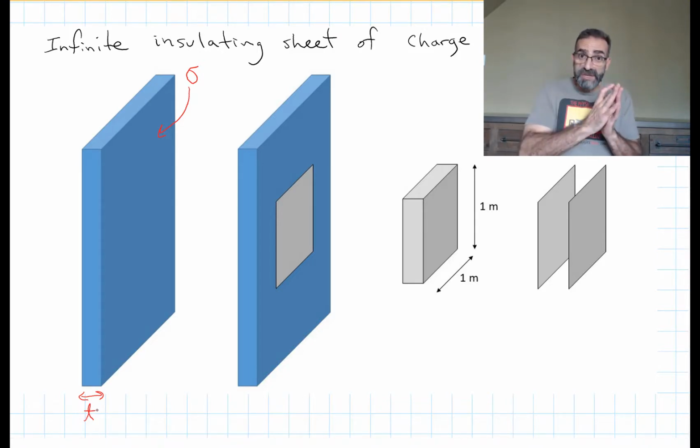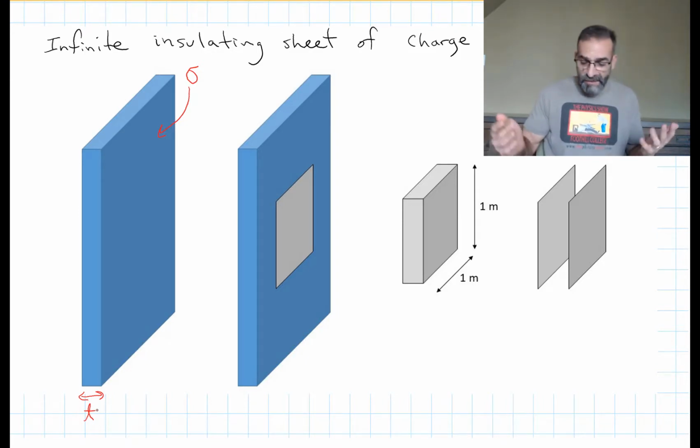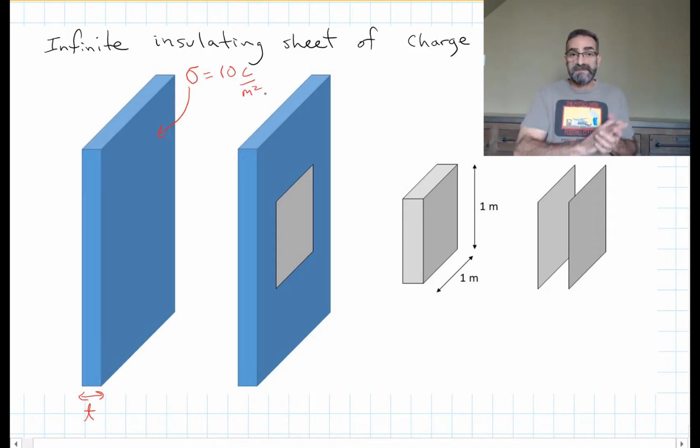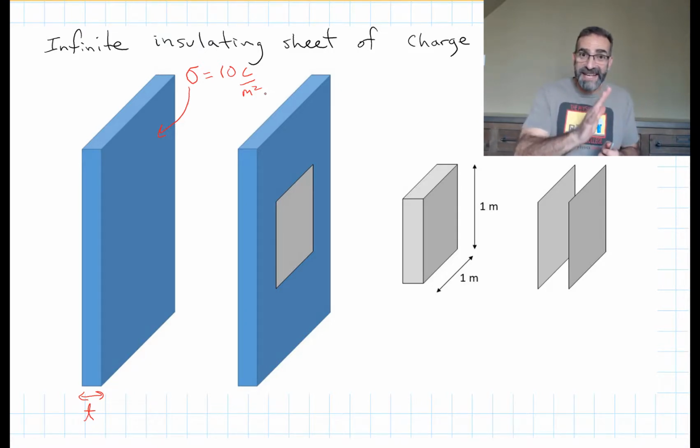So we're going to put some charge on one side of this insulating sheet, this surface. It could be anything. Let's just call it 10 coulombs per square meter that we're going to put on that surface. Because this is an insulator, that charge has to stay on that surface. It can't go anywhere else.